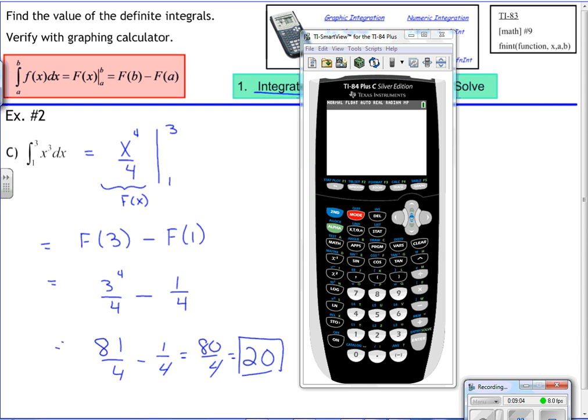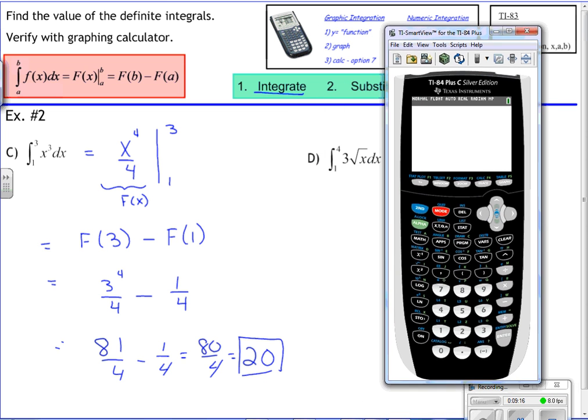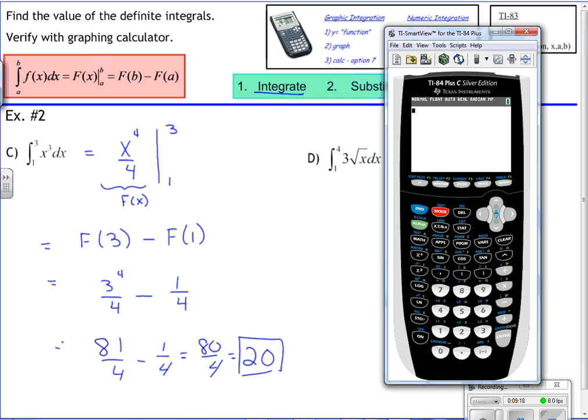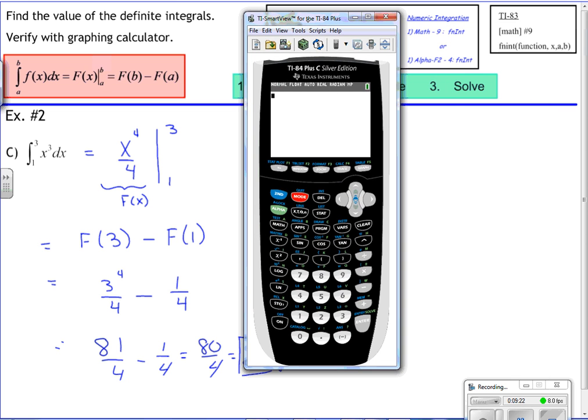Okay, so you've got your graphing calculator. We can calculate definite integrals using our graphing calculator. It is located in a couple of spots. You can see underneath here, you can do it from the graphing screen, the y equals, or you can do it from the home screen. So let's do it from the home screen first.